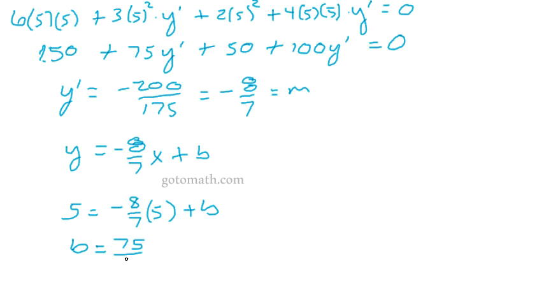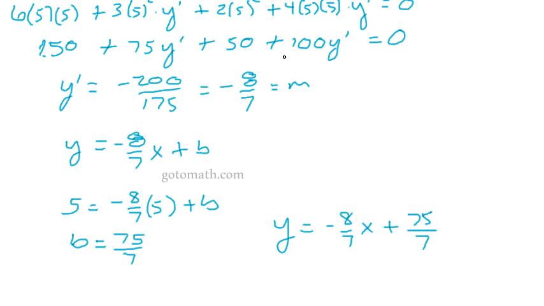So that's 75 over 7. So there it is, y is equal to negative 8/7 x plus 75 over 7. So that's the equation of the tangent line on this curve, and of course I don't have a clue what this line looks like, but this is like 5, 5, and this would be the equation of the tangent line. This would be kind of tangent right there at that point.